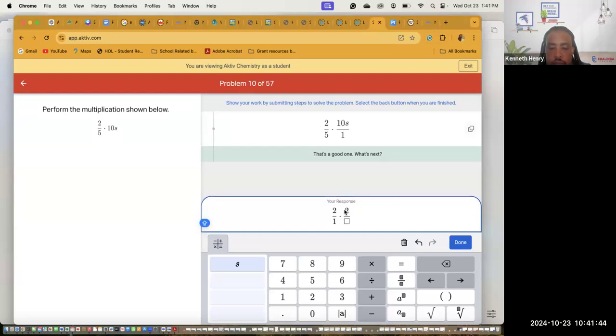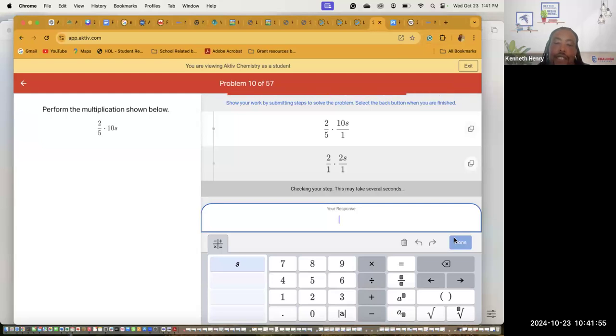Oops. Hopefully it'll allow it. And I realize that it's very finicky and slow.